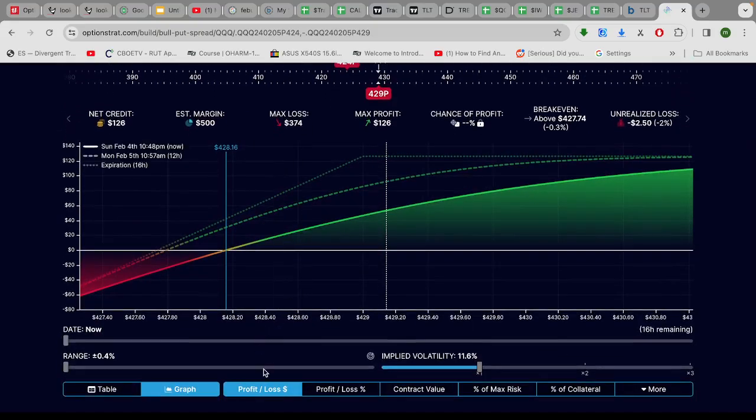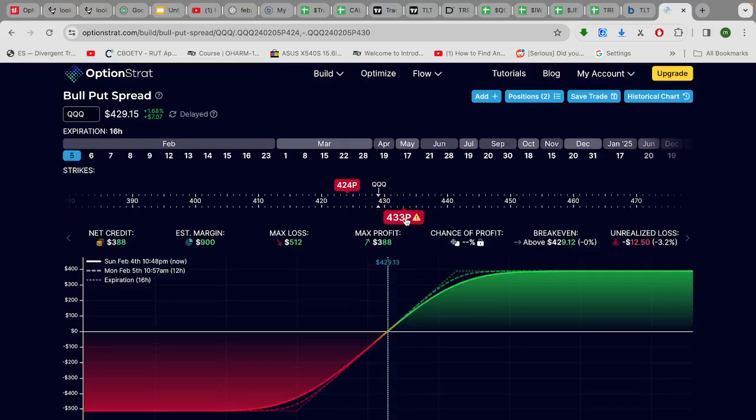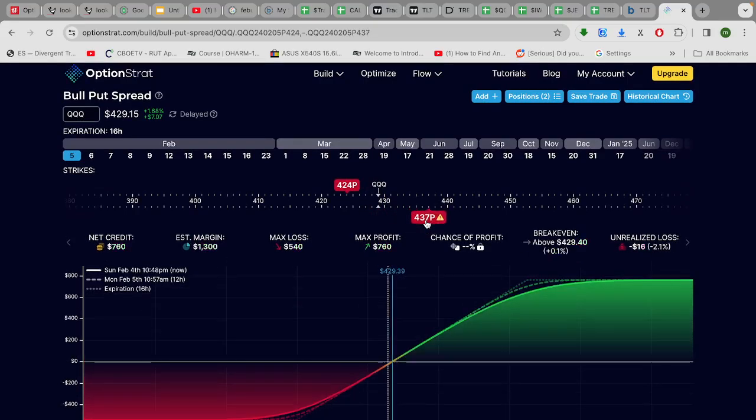All right. Let's do the same thing, but for a small trader. If they were trying to replicate the Defiance trade on QQQ, but they didn't want the Defiance risk.